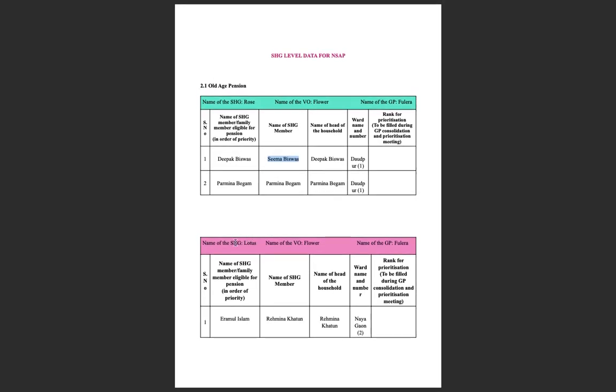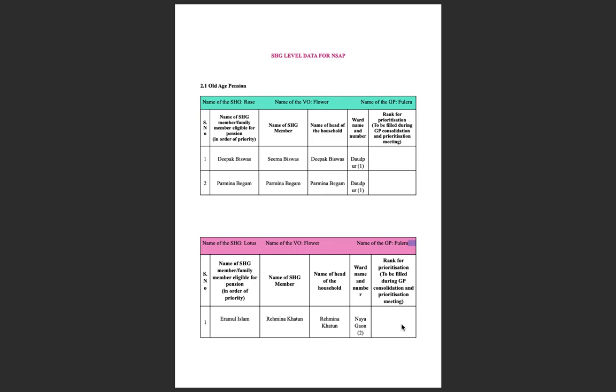Now I'll show you one more example, which is name of the SHG Lotus, VO Flower, name of the GP Fulera, serial number being 1, name of SHG member, family member eligible for pension, Iramul Islam, name of the SHG member, Rehmina Khatun, name of the head of the household, Rehmina Khatun. So SHG member is Rehmina Khatun and she is only the head of the household. Ward name and number being Naya Gaon. And again, the rank of prioritization column has been left blank here as it has to be filled during the GP consolidation and prioritization meeting.